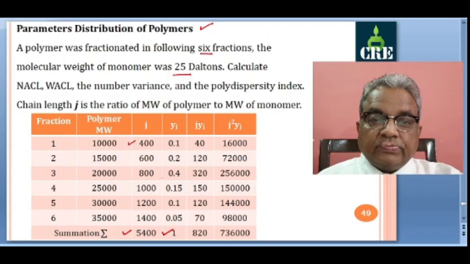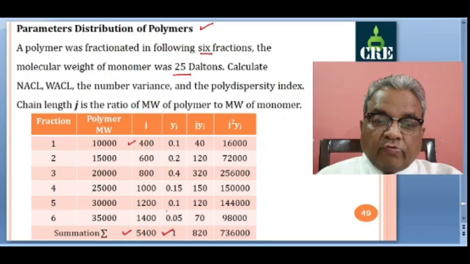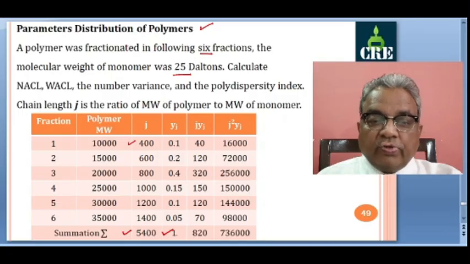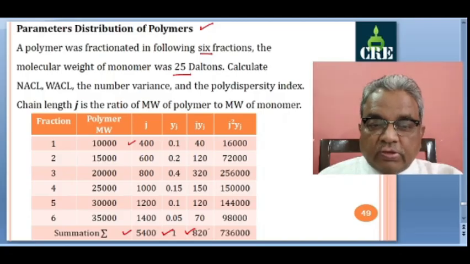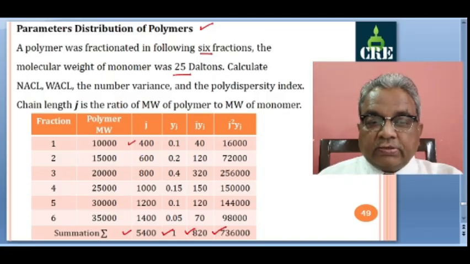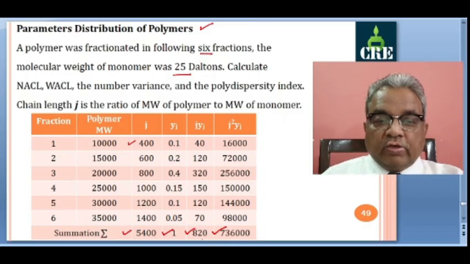So when we take these 6 fractions and add the mole fractions together, we get 1, meaning here it is 10%, 20%, 40%, 15%, 10% and 5%. For Jyj, the summation of these products is 820. J square Yj, if I sum up all these 6 values, I get the summation of J square Yj. So these values I know.